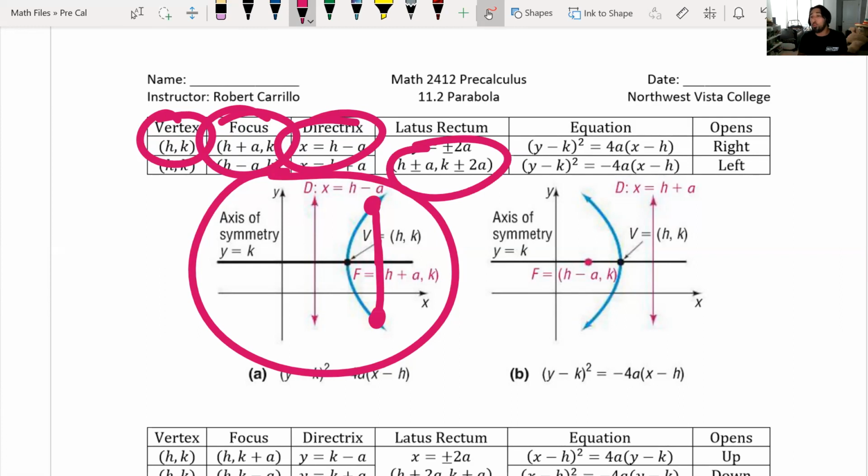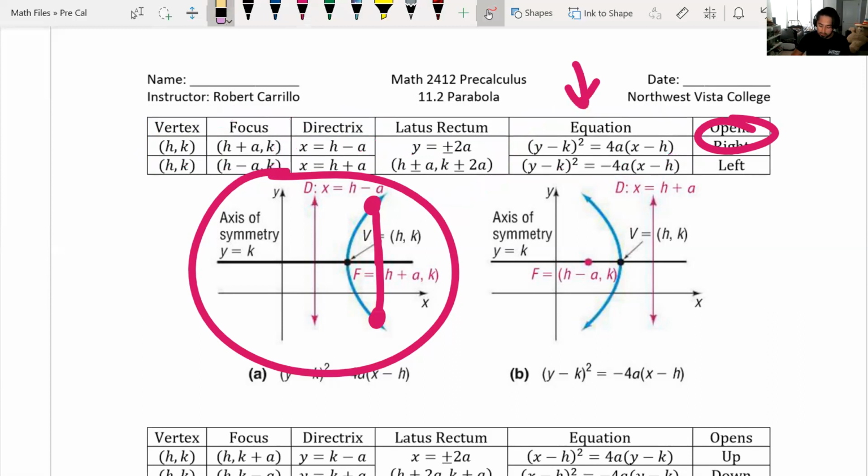So all we really have to focus on is what equation to use. Since this parabola opens to the right, we will use the first equation. And that's all we really need to know. All right, let me erase all of that.